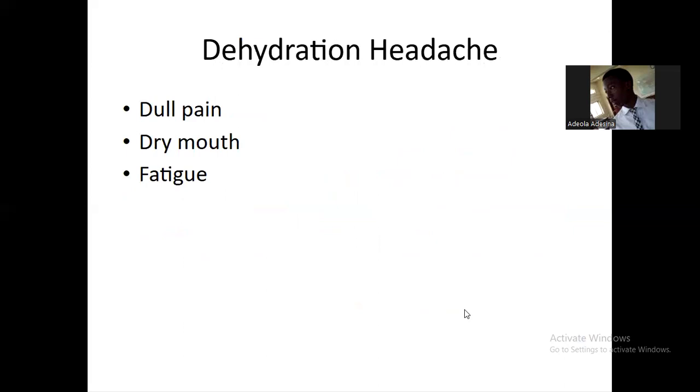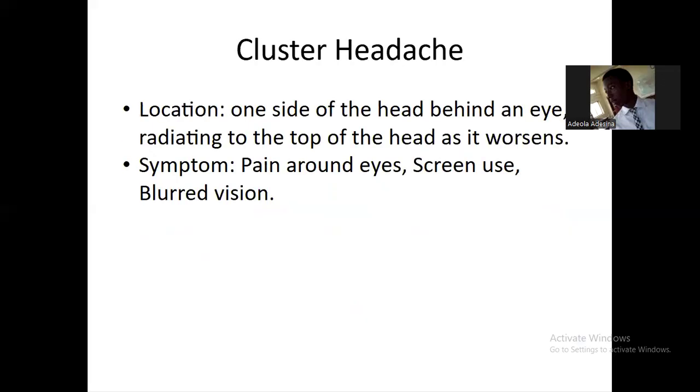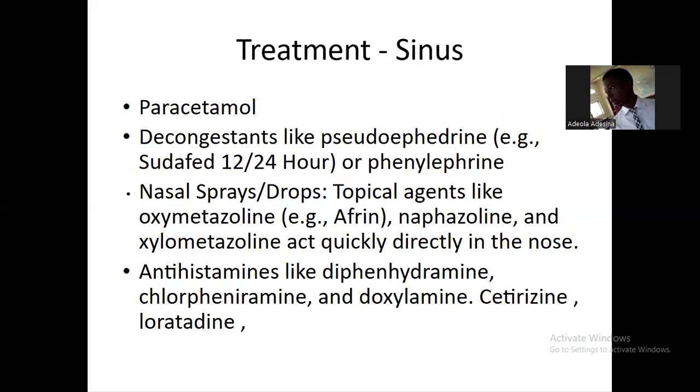There's something called dehydration headache. So once they say, oh, I feel tired, when there's fatigue around, right? And they complain of dry mouth, then you already know that it is dehydration headache. What they need is water, ORS, and paracetamol. Then finally is cluster headache.